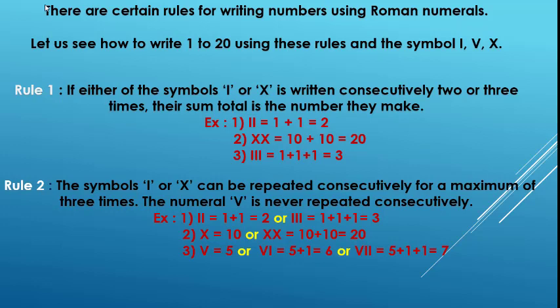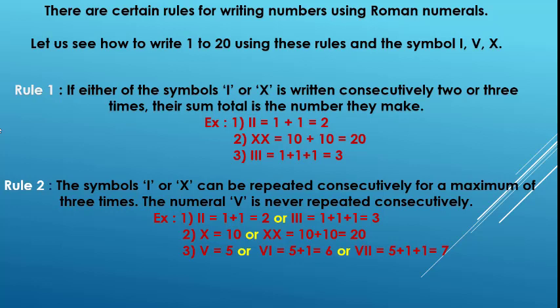Rule 1. If either of the symbols I or X is written consecutively 2 or 3 times, their sum total is the number they make. It means that whenever we write I or X 2 or 3 times, we have to substitute their values and add them, and we will get the total sum of the numbers.